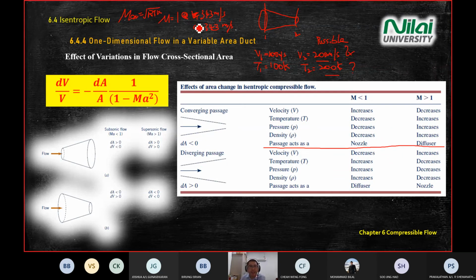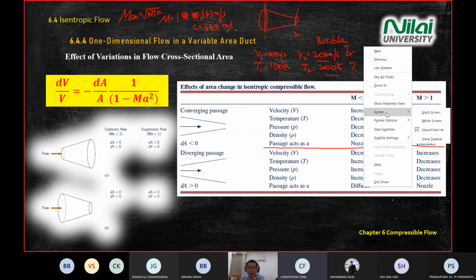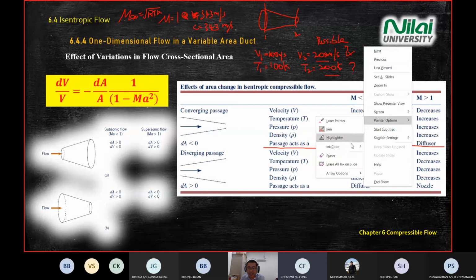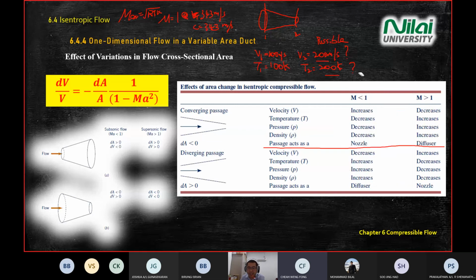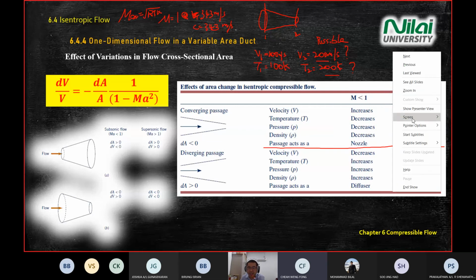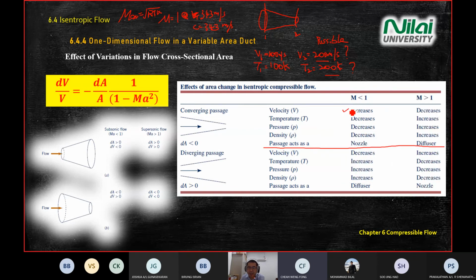Mach number still the same. Speed of sound at point 1 is 343 meter per second. Velocity now is 100 meter per second. Is it possible to get velocity V2 at 200 meter per second, and why? Yes, possible. Why? Because the Mach number is still less than 1. We follow the less than 1, the velocity can increase. Okay, good.